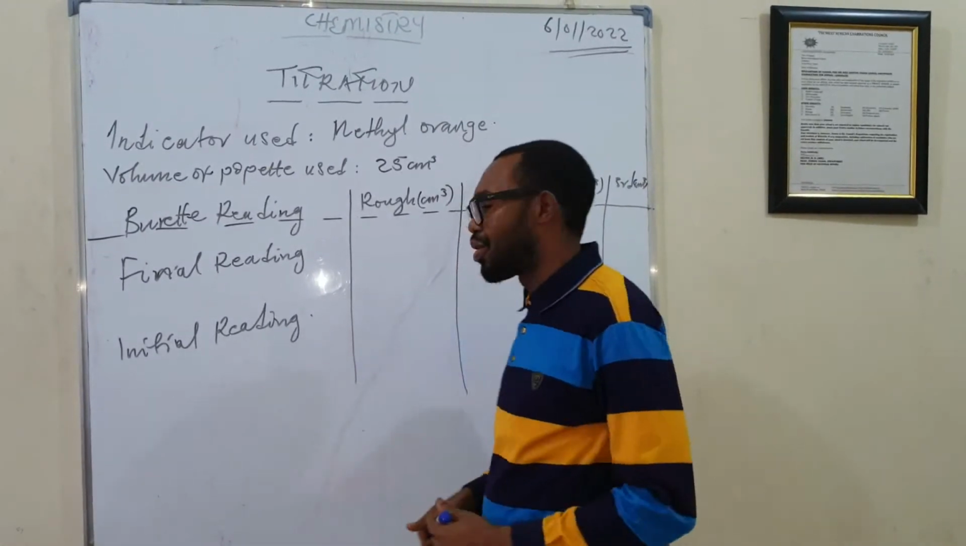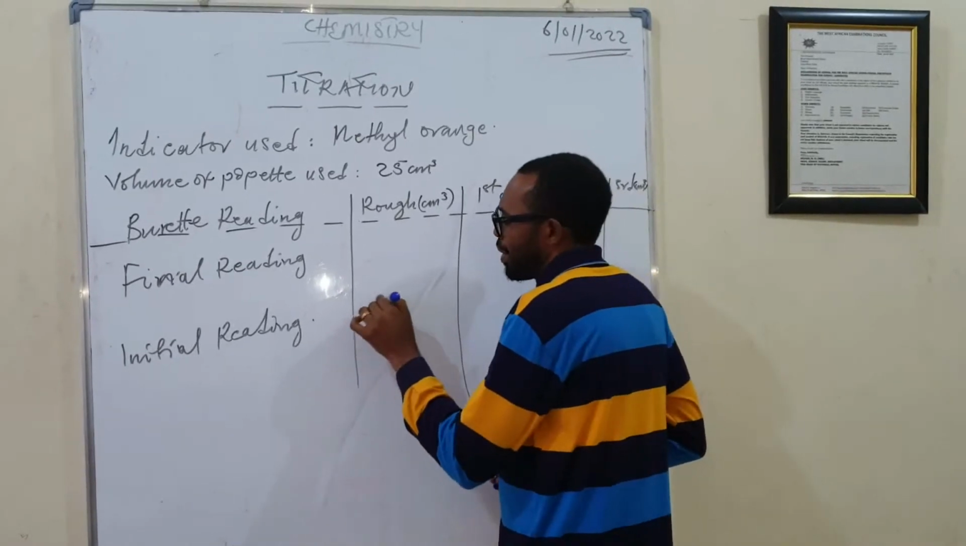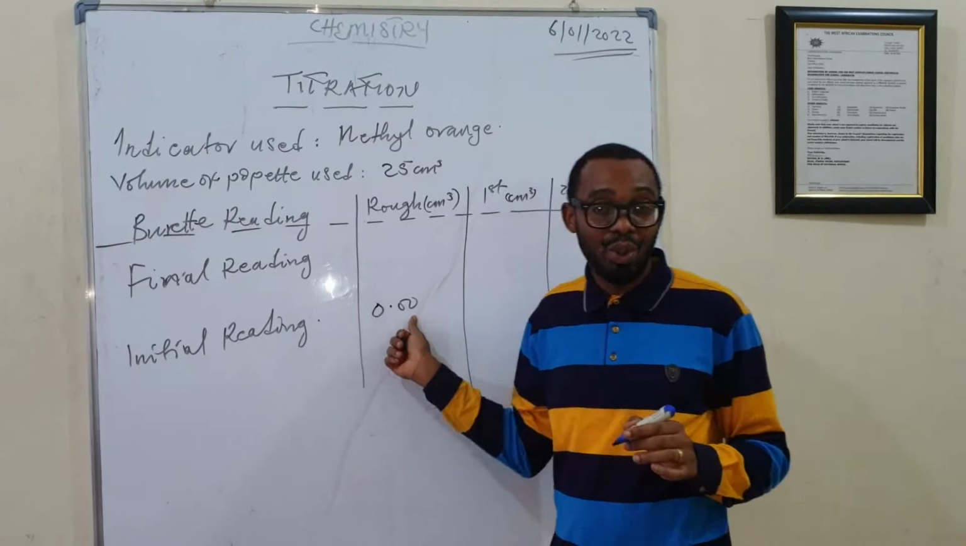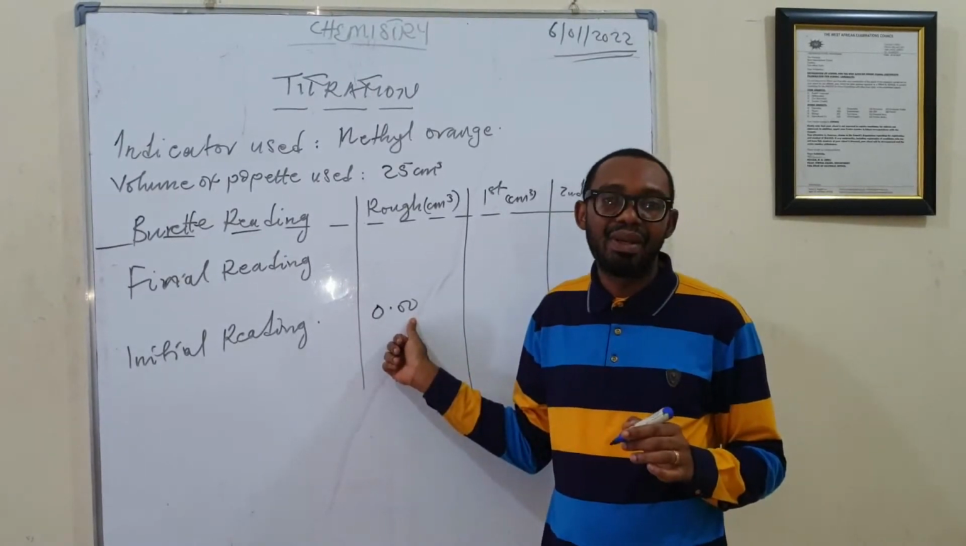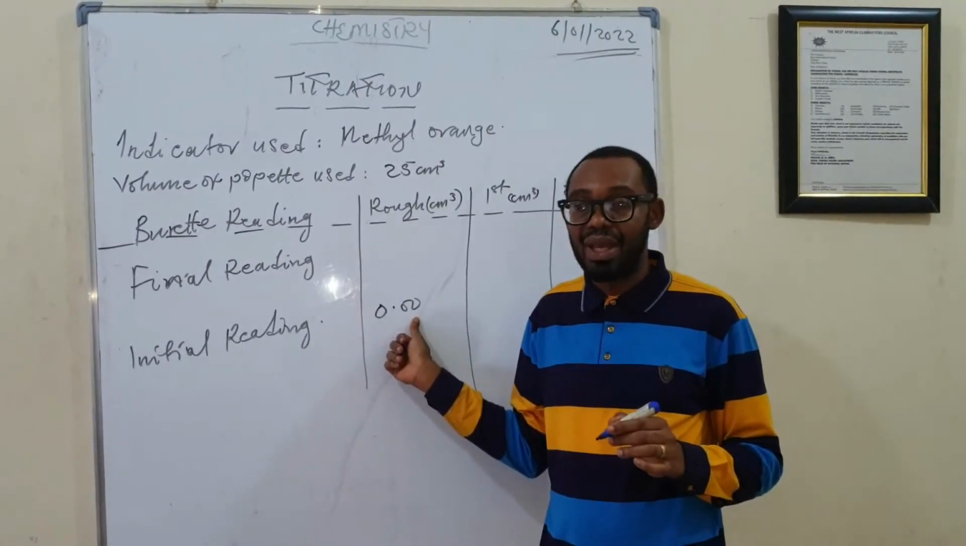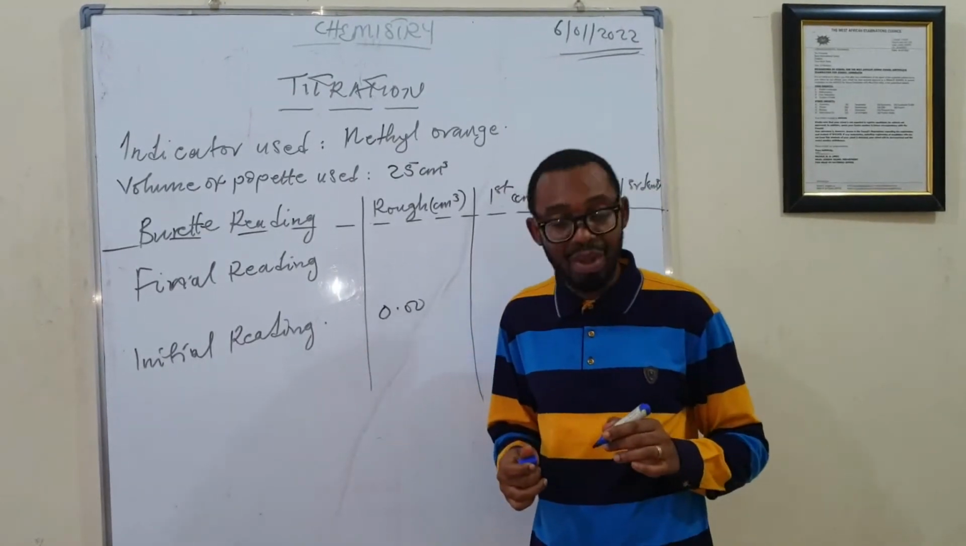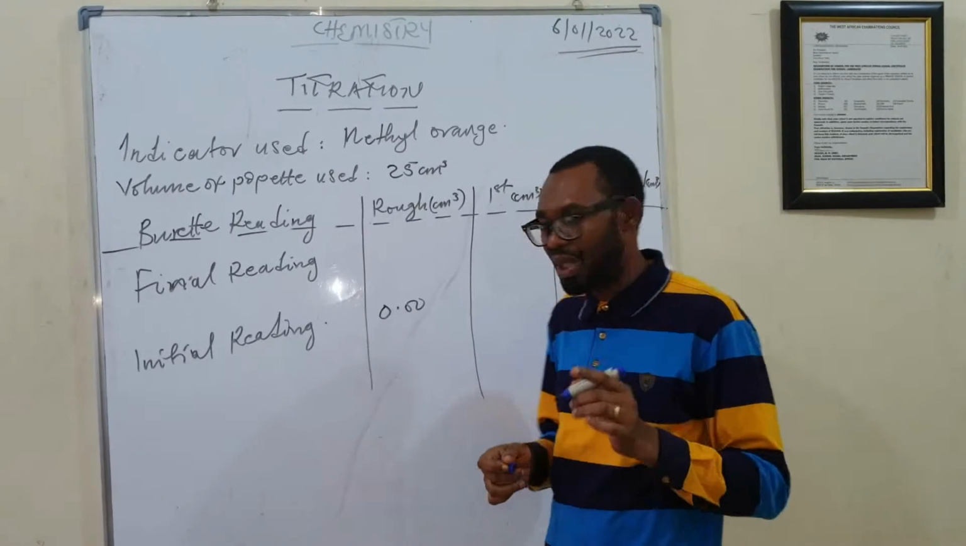mark. Now, don't forget that when you are carrying out titration, your decimal point has to be to 2 decimal places. It is very, very important. It has to be to 2 decimal places. Else, you'll be losing marks according to the marking scheme. You'll be losing marks. So you take note.